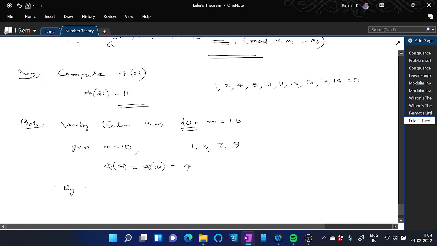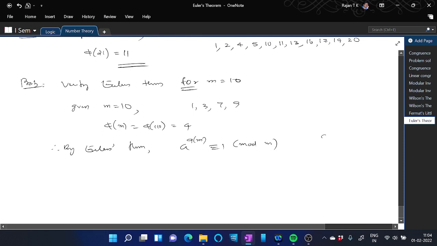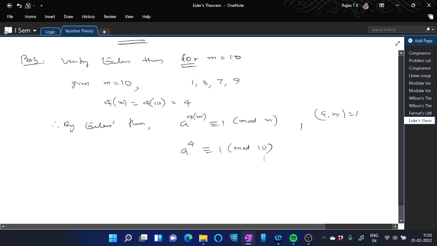Therefore by Euler's theorem, a raised to phi m is congruent to 1 mod m for any integer a relatively prime to m, where gcd(a, m) is equal to 1. So a raised to phi m, which is 4, is congruent to 1 mod 10. Now by taking some a relatively prime to m, we can calculate. For example, 9 and m = 10 are such that gcd(9, 10) is equal to 1, and therefore 9 raised to 4 is congruent to 1 mod 10.